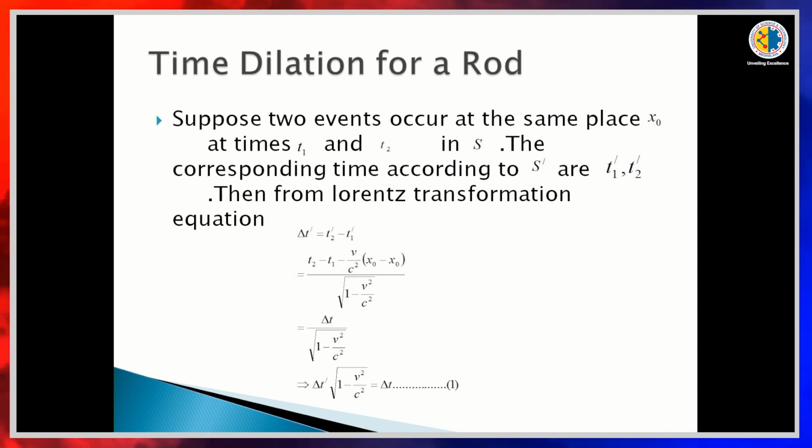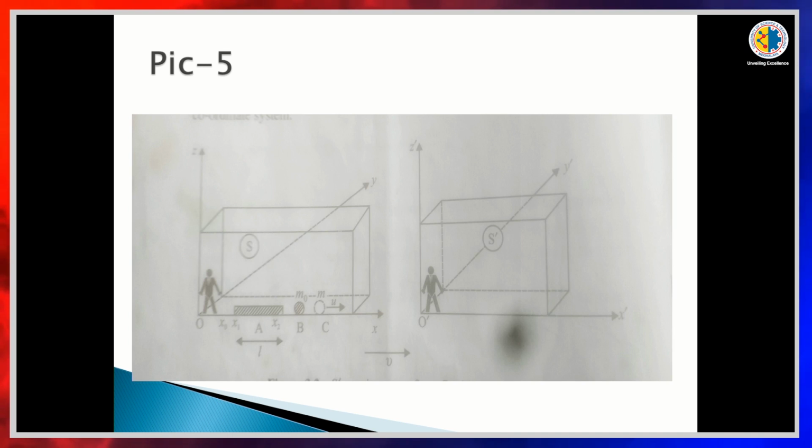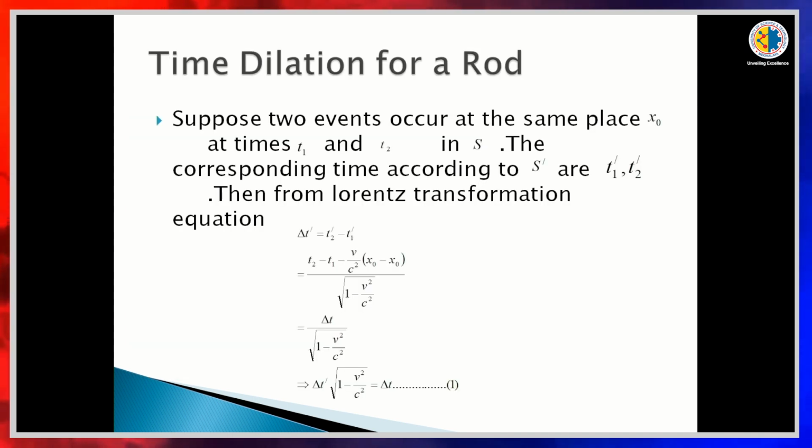So, the second term will be 0, and we get only delta t divided by root over 1 minus v square by c square. After simplifying we get delta t dash into root over 1 minus v square by c square is equal to delta t, given as equation 1. Since root over 1 minus v square by c square is less than 1, delta t dash is greater than delta t. See here, this term, root over 1 minus v square by c square, is less than 1, so we get delta t dash greater than delta t.